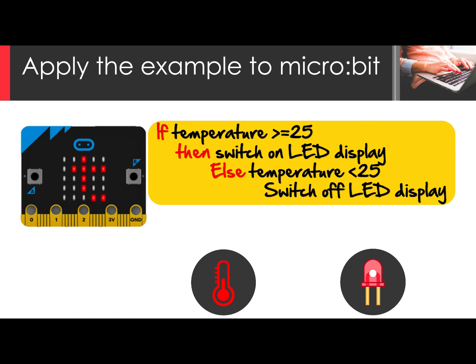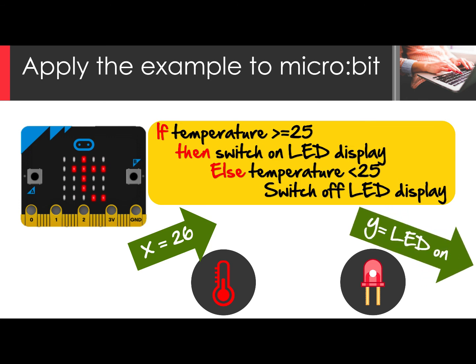We now write the code for the above situation and use the if-then-else conditional for the process. So if the sensor senses the temperature is over 25 degrees Celsius, such as 26, then the result will be the lights switched on. If the temperature sensor records the temperature is below 25, such as 24 degrees Celsius, the result is the LED display will be switched off.